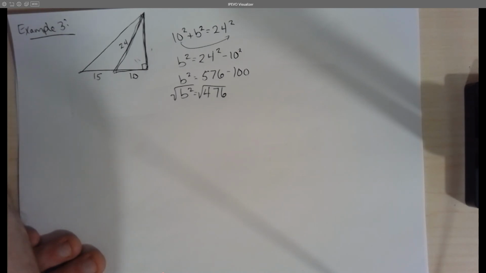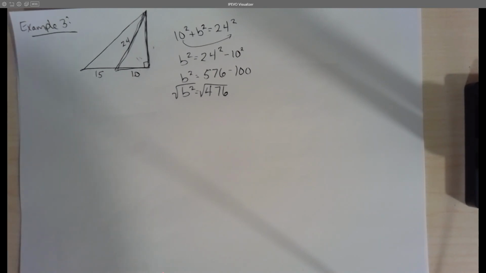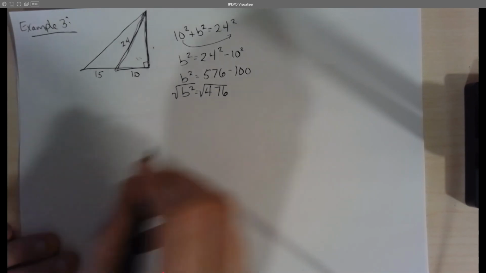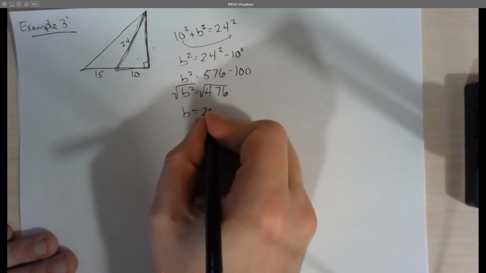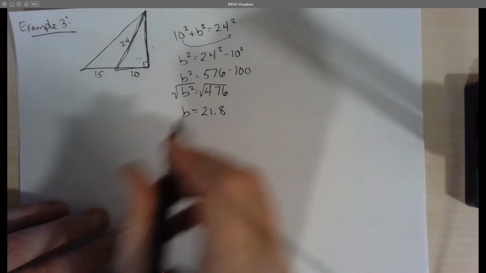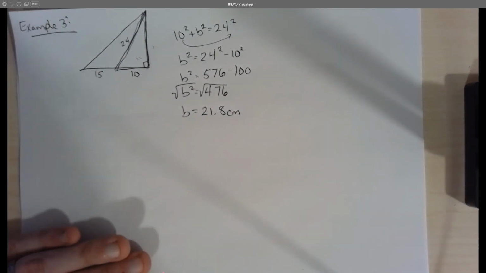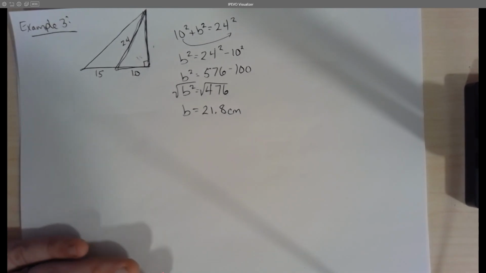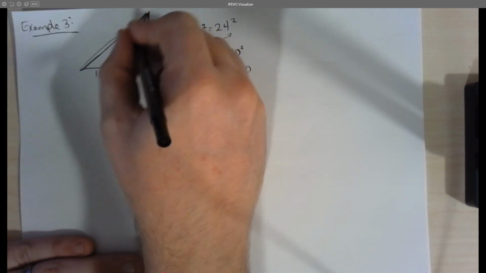So the square root of 476. This one is going to give us a little bit of an odd number. This is one of the first times where we have a decimal that we're going to have to do some rounding here. So if we do some rounding in this question, let's just round it to the first decimal place. We're going to say that B equals 21.8. On your calculators, you'll notice that it's a much larger decimal number, but we're going to leave it there for simplicity's sake.